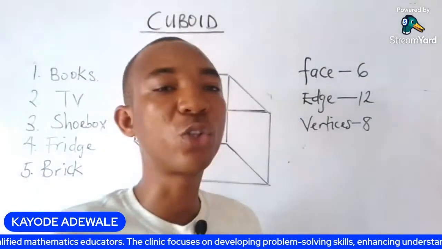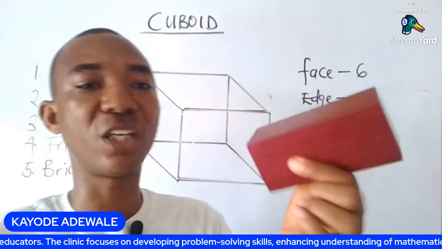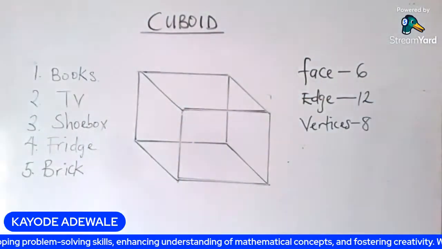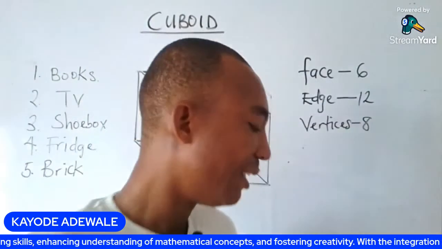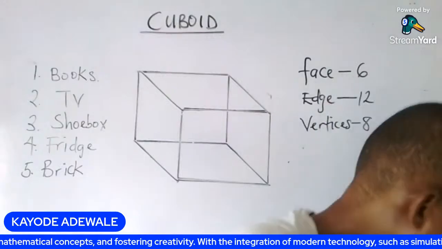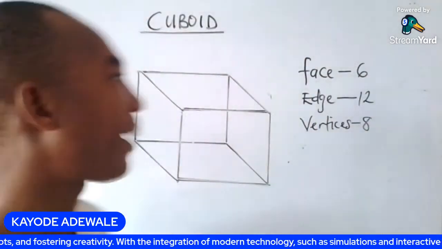I'm going to show you my own cuboid. Look at this one again. This is a cuboid. Look at this, a cuboid as well. Let's see another one. A cuboid. Now, can we look at the properties of cuboid? What are the properties of cuboid?